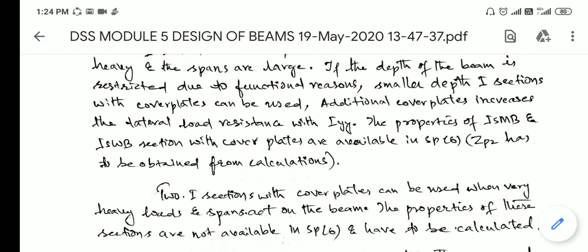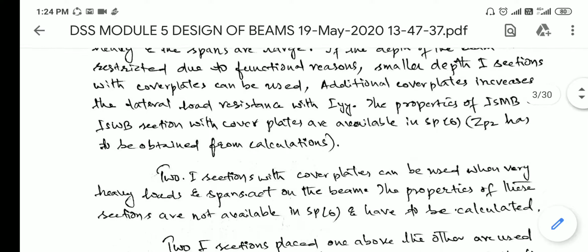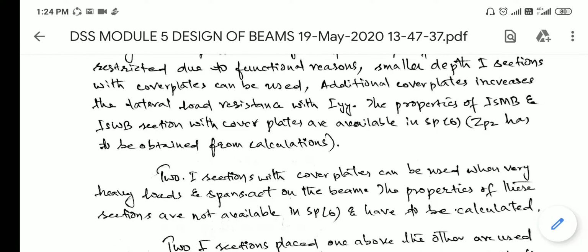The properties of ISMB, ISWB sections with cover plates are available in SP 6. Zpz has to be obtained from the calculation. Zpz is nothing but the plastic section modulus, which you will get from the code, that is we can find by M divided by Fy into gamma m0. That I will discuss in the design steps.